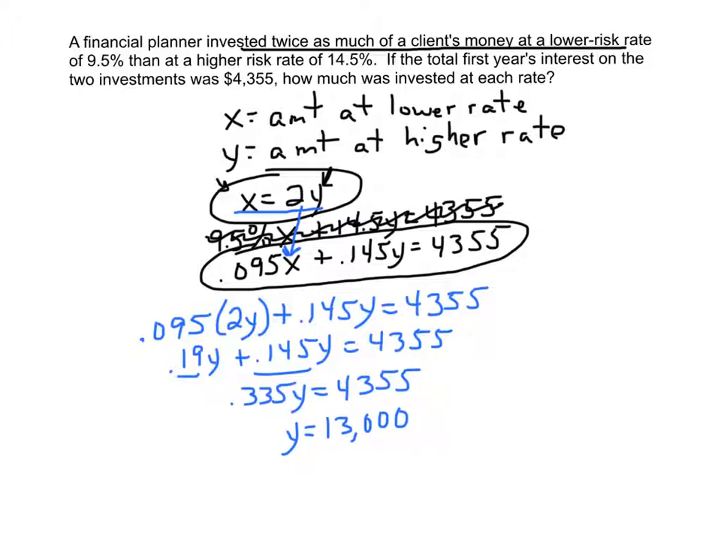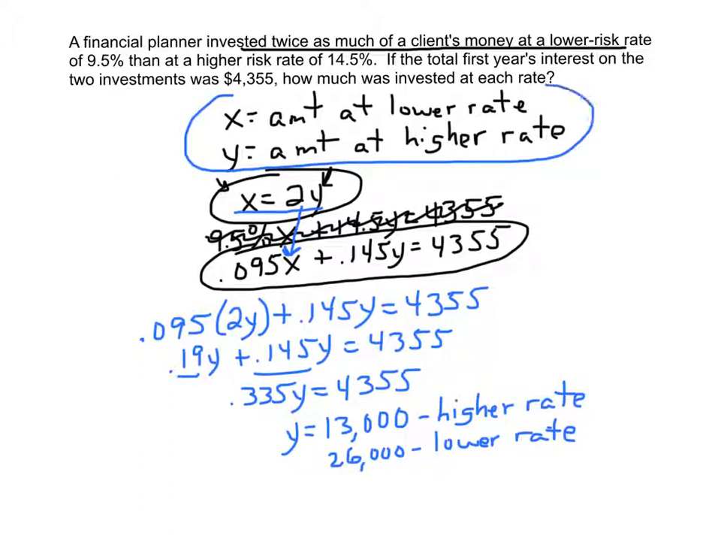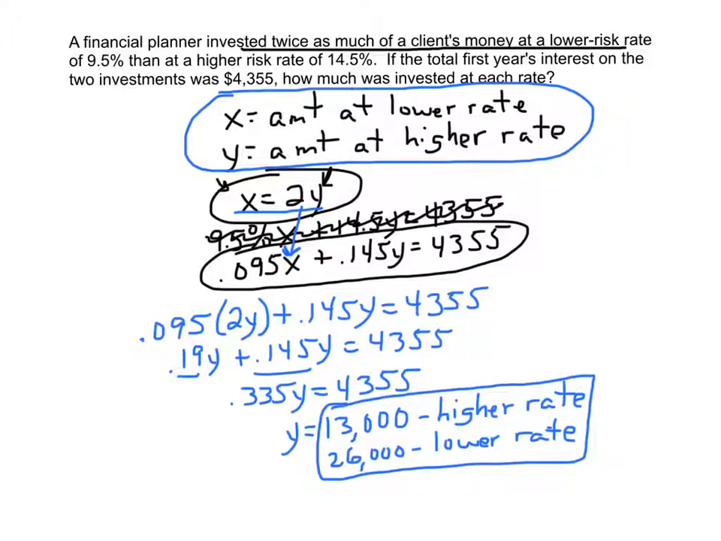So $13,000 was invested at the higher rate, and I know from the problem that twice as much was invested at the lower rate, so that must mean the $26,000 was invested at the lower rate. Once again, you may have gone through and done that problem a little bit differently by reversing your x's and y's. But when you got done with the final problem, you certainly should have had these answers: $13,000 at the higher rate and $26,000 at the lower rate.